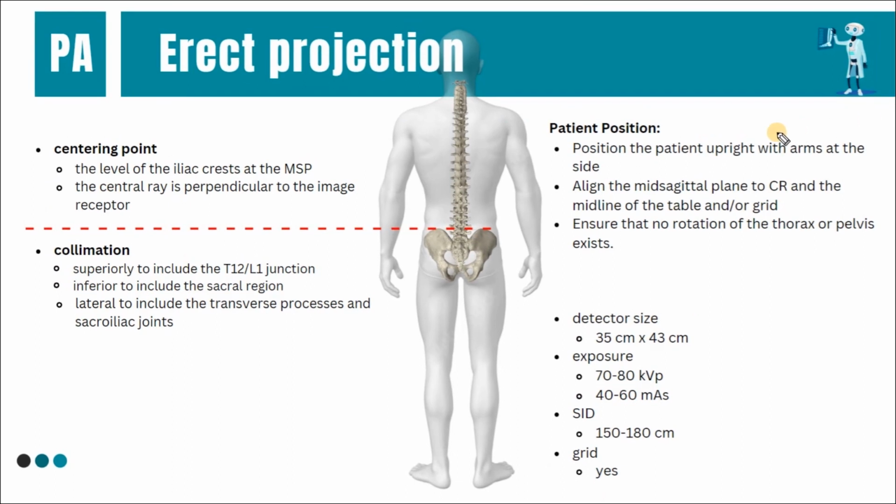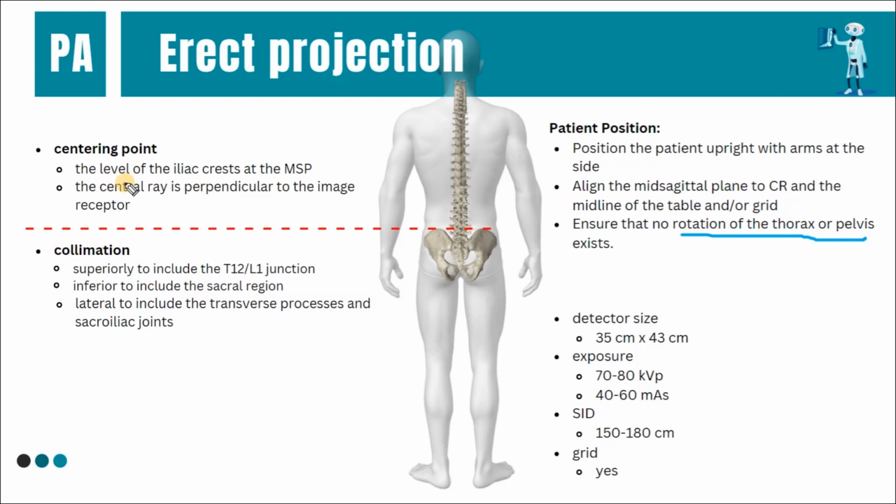Regarding the patient procedure in PA or AP erect projection, you need to ask the patient to stand upright with the arms at the side, align the mid-sagittal plane to the CR and the midline of the table, and ensure there is no rotation of the thorax or pelvis. And always check that the patient is not leaning back against the table. He or she should be completely in the upright, natural position.